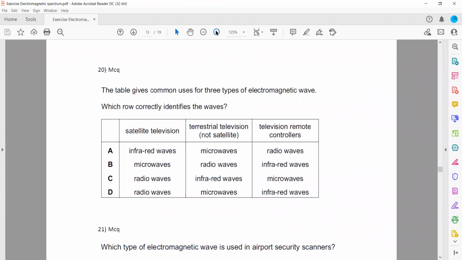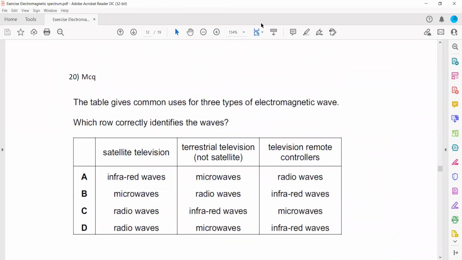Then question 20. The table gives common uses of three electromagnetic waves. Which row is correct? For satellite television, we use microwaves. For terrestrial, non-satellite television, we use radio. And for a television remote, we use infrared. So micro, radio, and infrared. That's why B is the right answer.